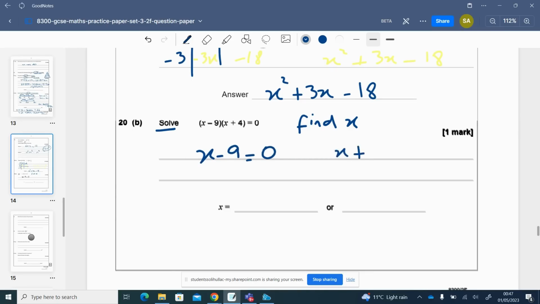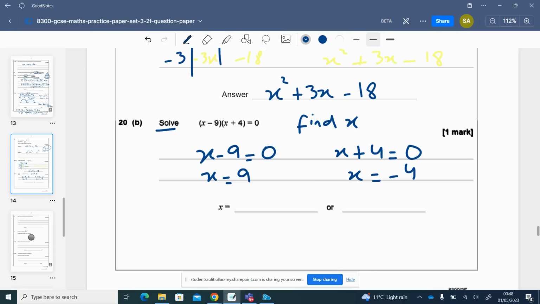So x minus 9 equals 0 and x plus 4 equals 0. And then we solve these individually, and that gives you x equals minus 9. When you take it to the other side, that gives you plus 9. So x equals 9, and this will give you x equals minus 4. So those are the possible values of x. So x can be either 9 or x can be minus 4.